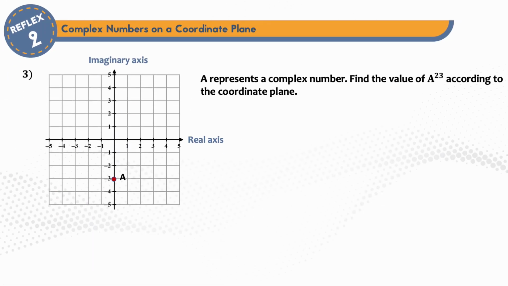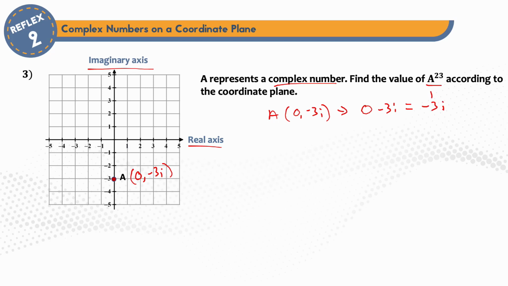Problem number 3, we have the imaginary axis again, that's my y, and then the real axis as my horizontal line. A represents a complex number. Find the value of A to the 23rd power according to the coordinate plane. Our point A is 0, comma, negative 3i. Therefore, the complex number is 0 minus 3i, so we could just write it as negative 3i.